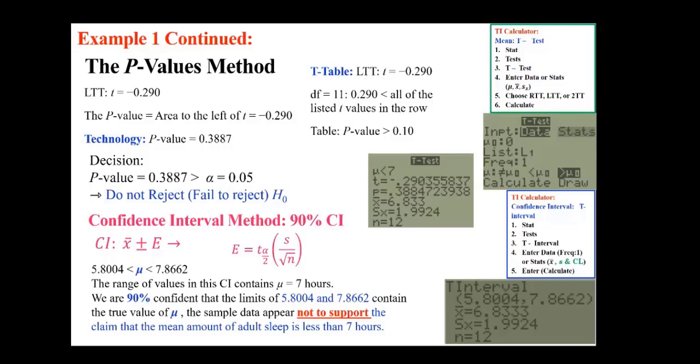So in short, the traditional method compares two numbers, the p-value compares two areas, and the confidence interval either contains the value for H0 or it doesn't. If it contains it, don't reject H0. If it doesn't, reject H0.